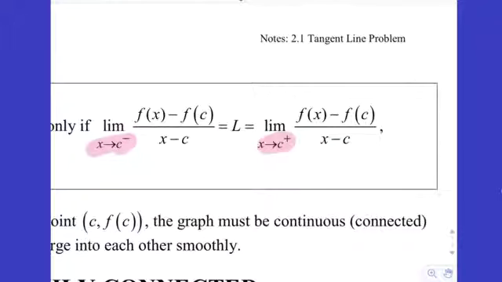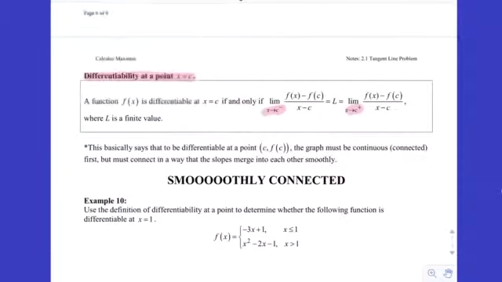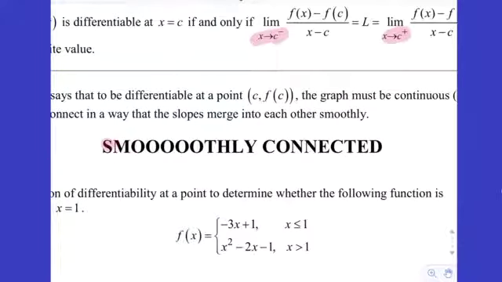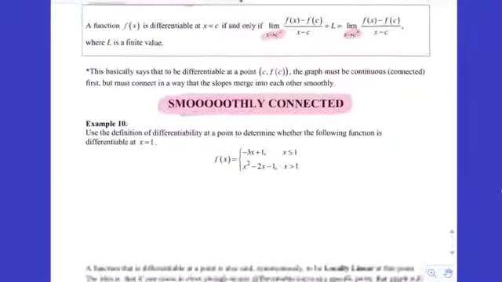Here's the alternate form from the left. Here's the alternate form from the right. If they both exist and they're equal to the same thing, boom. Then the function is differentiable there, which means it's also continuous there. Let's try it out. Oh, by the way, of course, if you have the graph, it's easy to spot. You're looking for a part of the graph that's smoothly connected, for the most part, okay?